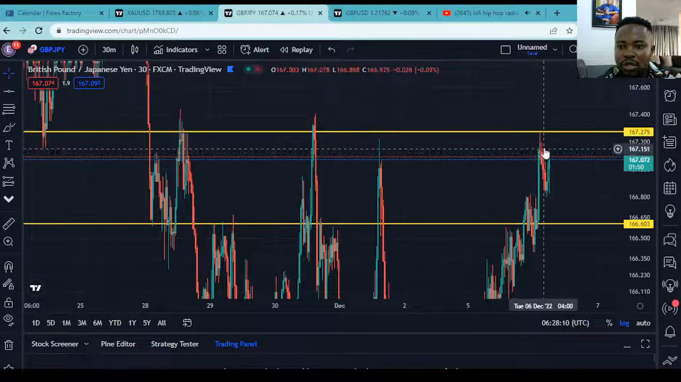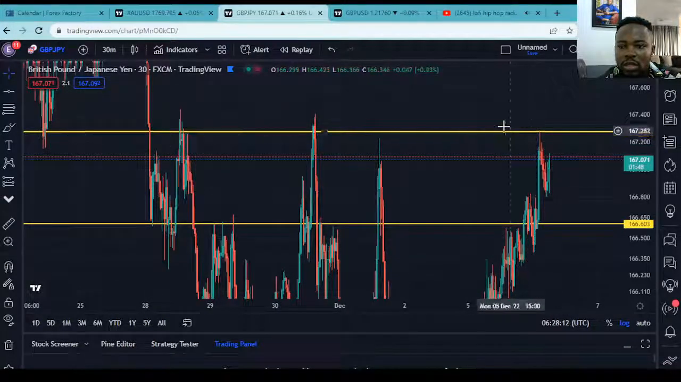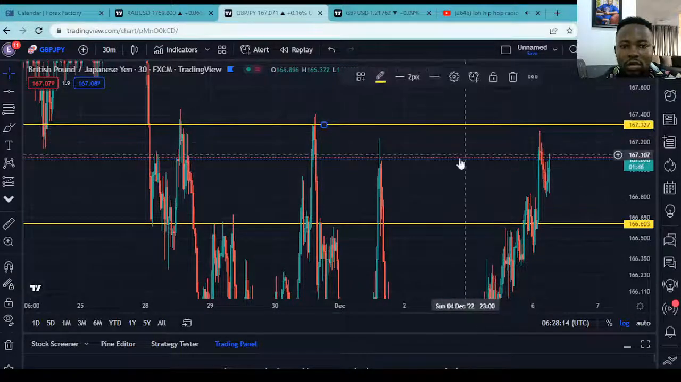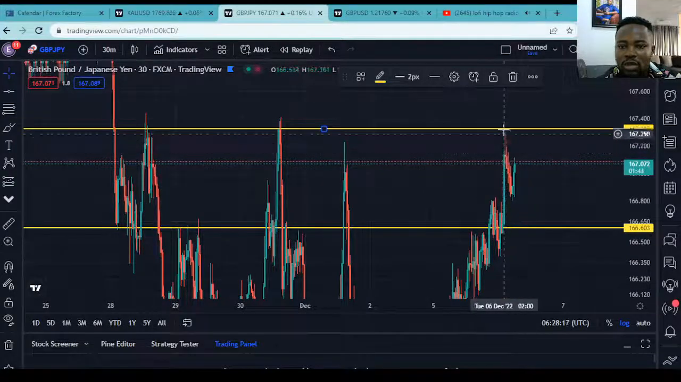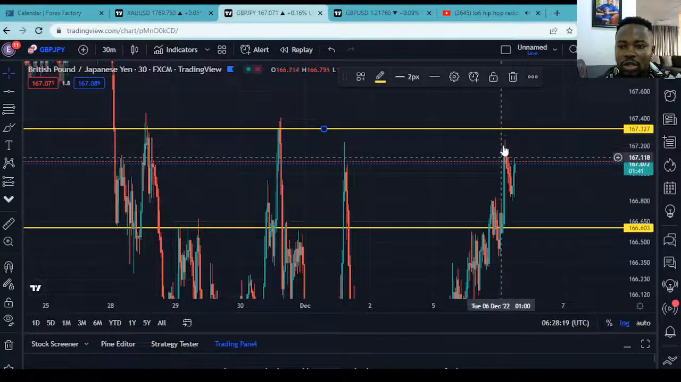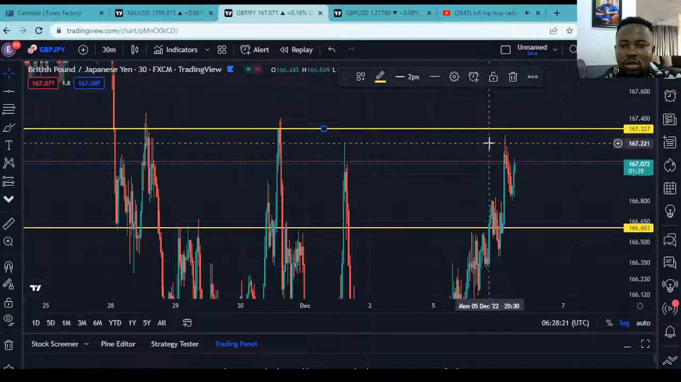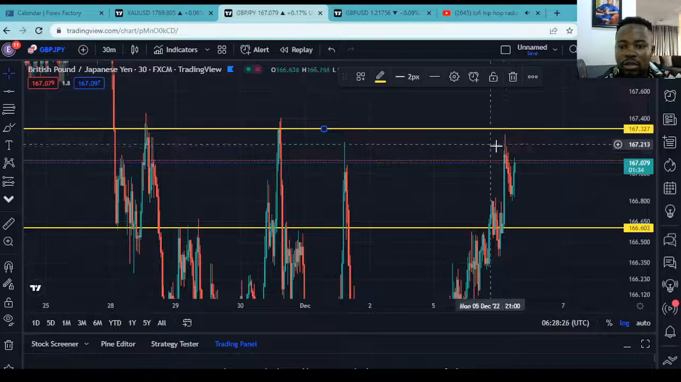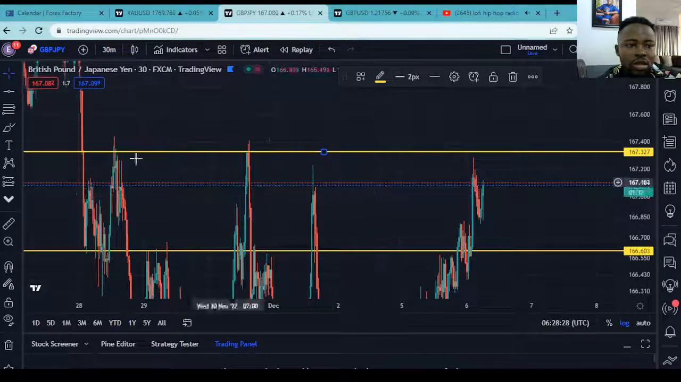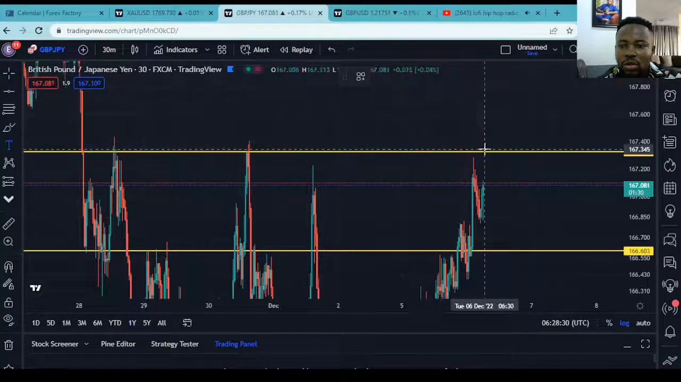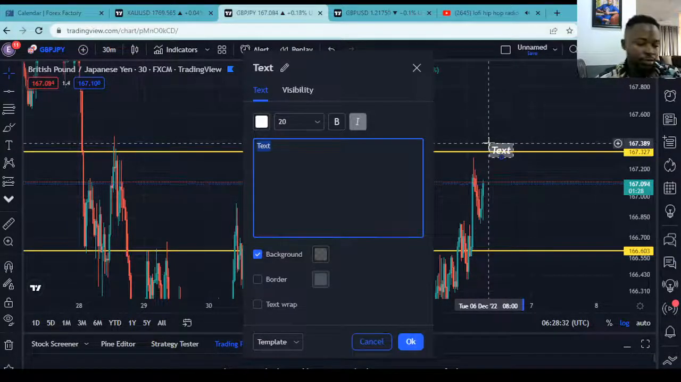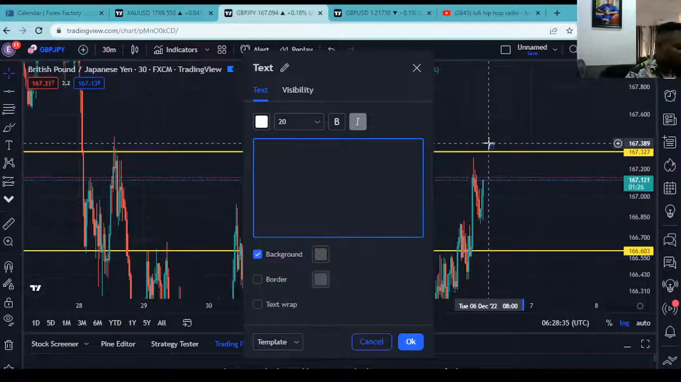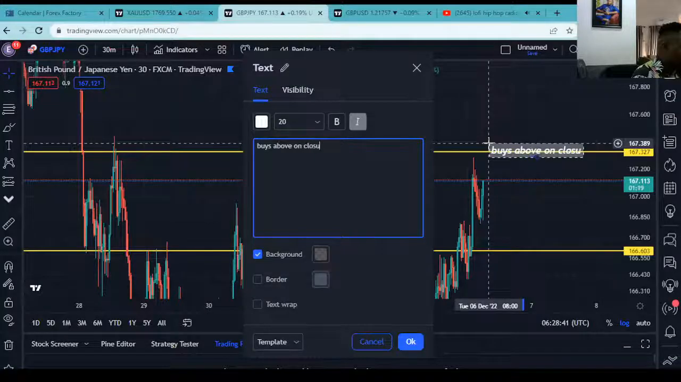So on the 30 minutes, we have a resistance here, and we'll have another one to the upside, and we have these wicks that tried to move up initially, but we couldn't break above this area. So we need to keep an eye on this area now, right? Our buys should come above here. Buys above. Conclusion.